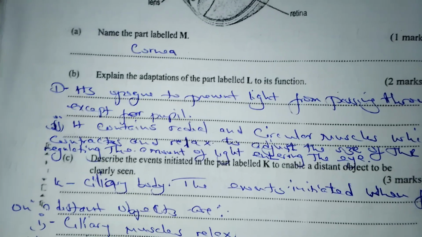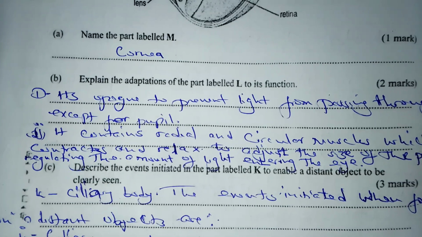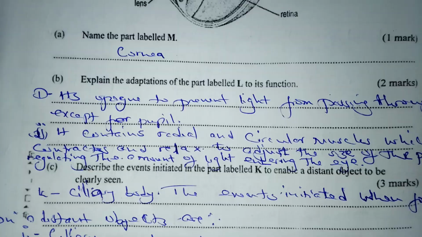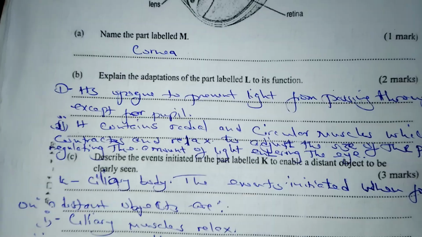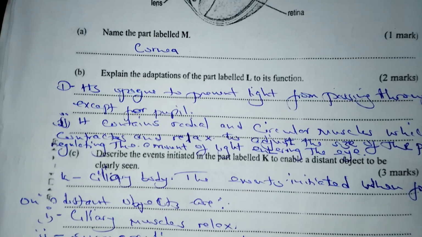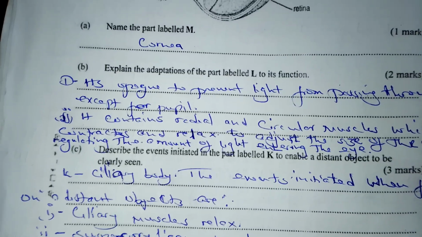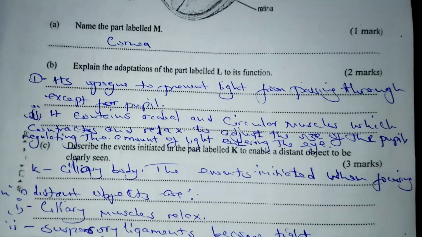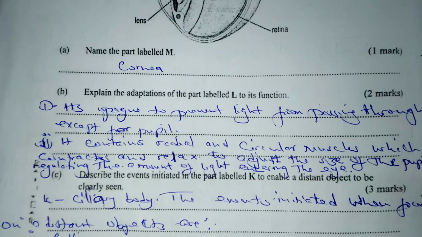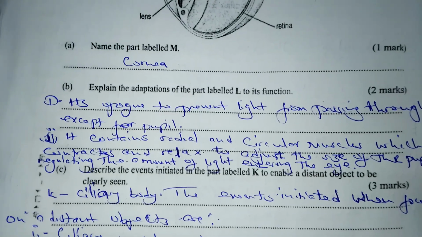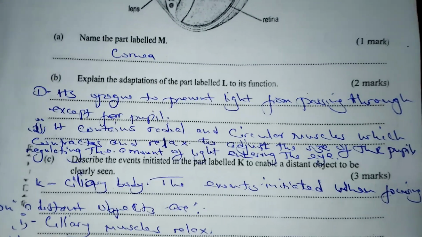So you see, we were told to describe the events initiated by part labeled K to enable the distant object to be clearly seen. Describe the events initiated in the part labeled K to enable the distant object to be clearly seen. K, ciliary body. It's called the ciliary body. C-I-L-I-A-R-Y, body.